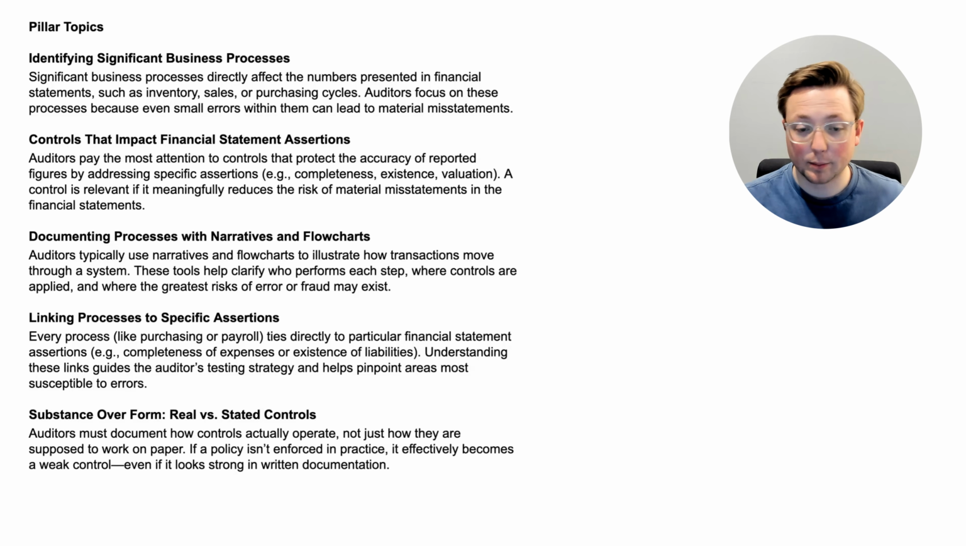Now let's talk about linking processes to specific assertions. Every process, like purchasing or payroll, ties directly to particular financial statement assertions, such as completeness of expenses or existence of liabilities. Understanding these links guides the auditor's testing strategy and helps pinpoint areas most susceptible to errors. And then finally, substance over form.